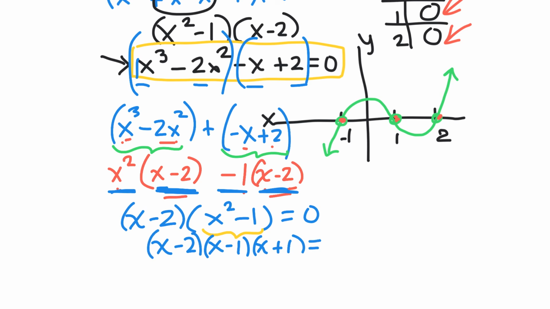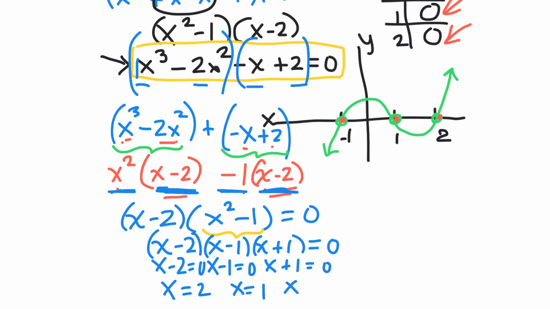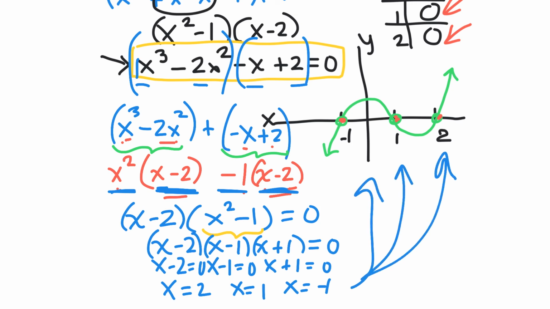And of course, if we set each factor equal to 0, x plus 1 equals 0, x minus 1 is equal to 0, and the x minus 2 is equal to 0, you'll find out that x equals 2, x equals 1, and x equals negative 1. Voila. It's exactly what we have up here, and you see the 3 zeros there, and we're able to check our work.